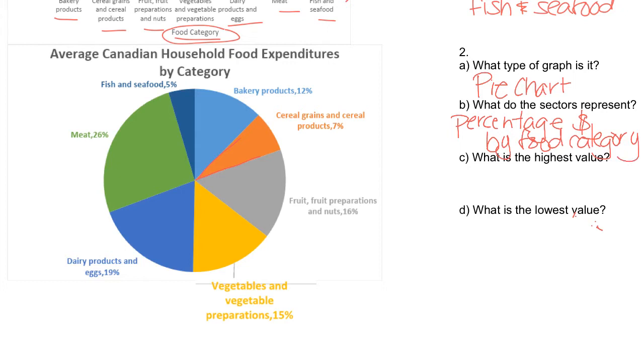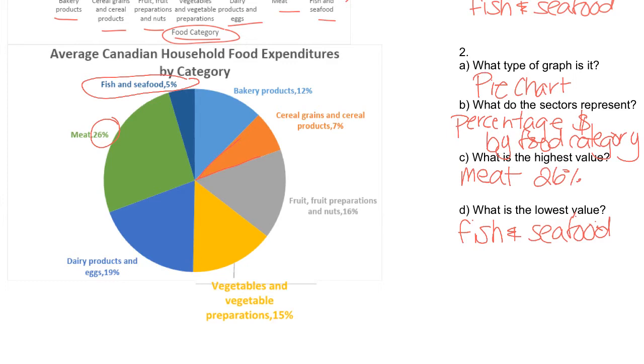Okay, so what is the highest value? We would look at the highest percentage that we have. So that one there, meat, which is 26%. And the lowest value we know should be fish and seafood. And there it is. It does have the lowest percent, fish and seafood, and that is 5%.